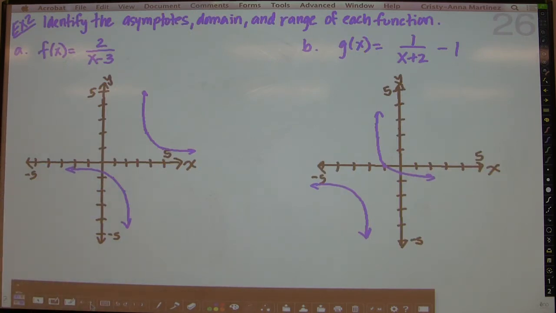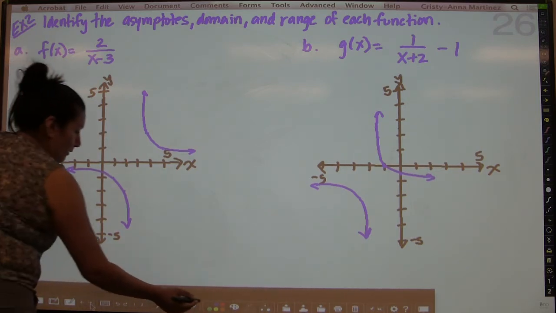In example 2, if you want to look at a better graph, you can definitely find these graphs on page 546 of your textbook. I tried my best to graph them as accurately as I could, but the book also has these in there so you can look at them if you'd like. It says identify the asymptotes, domain, and range of each function. So we're just looking at the function and trying to identify the asymptote. Remember, the asymptotes are those imaginary boundaries where the graph approaches but never touches.